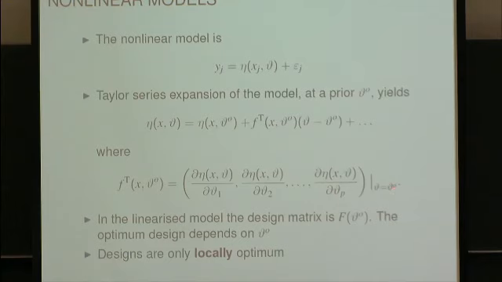some point, some point value theta naught. In the linearized model the design matrix then will be this matrix of derivatives, one row for each set of experimental conditions. This means that designs will probably only be locally optimum for nonlinear models. The optimum design will depend upon the unknown values of the parameters that have to be estimated.